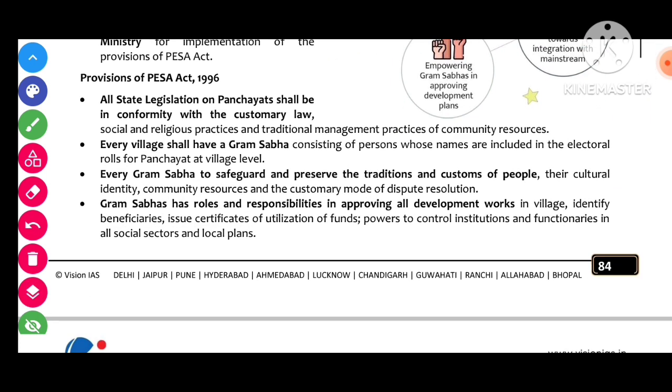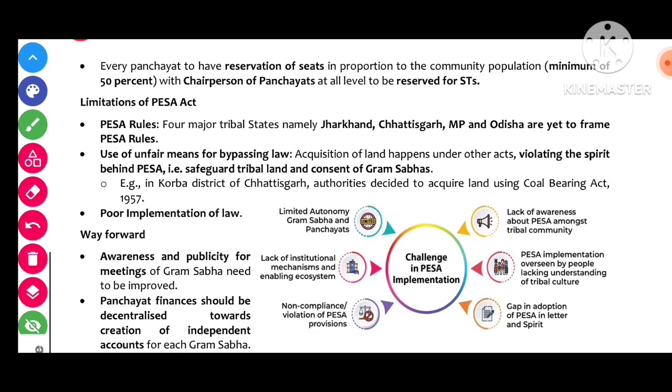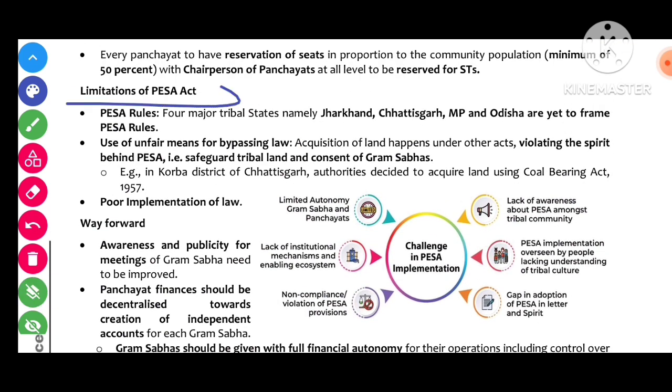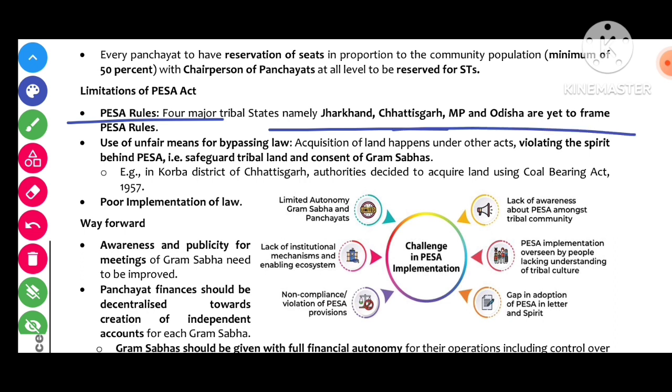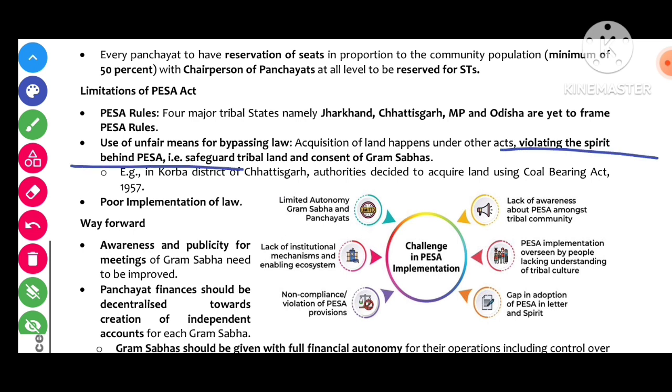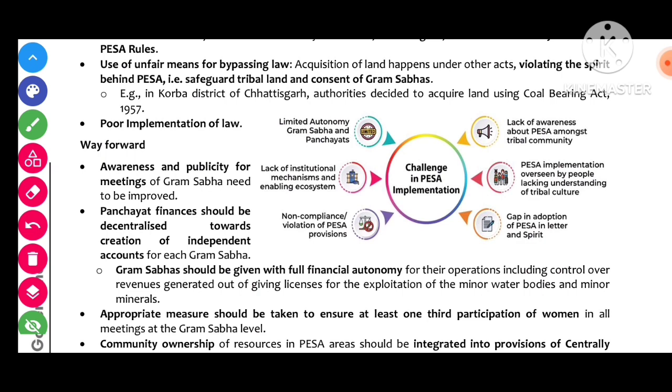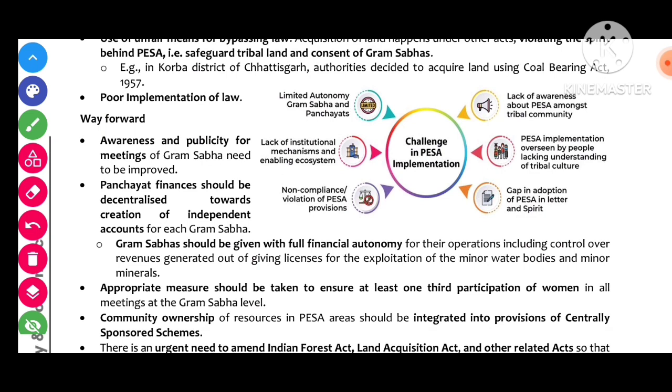This is a static topic, and you can easily remember it from your notes as well as standard books. Okay, and what are the limitations of the PESA Act? PESA rules: four major tribal states, namely Jharkhand, Chhattisgarh, MP, and Odisha, are yet to frame PESA rules. And use of unfair means for bypassing the law, violating the spirit behind PESA, that is, safeguarding tribal land and the consent of the Gram Sabha, not conducting proceedings with the Gram Sabha and the community of the tribal local bodies.